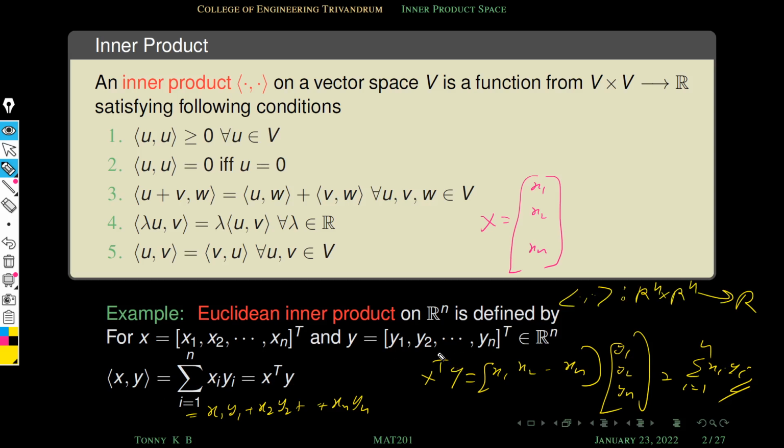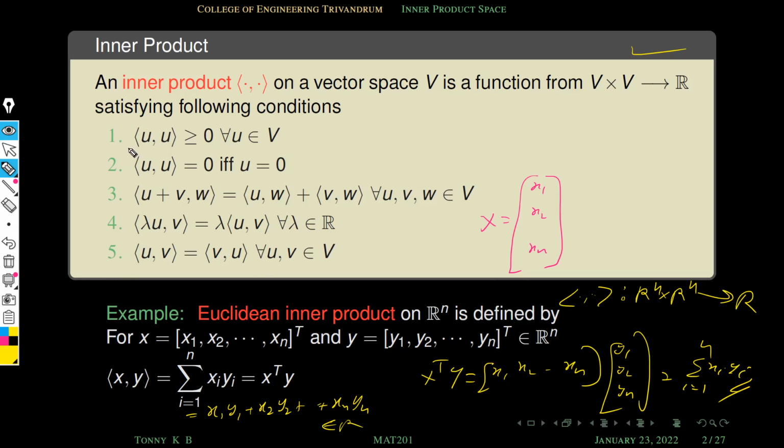Anyway, it is clear that this is a function from Rn cross Rn to R. Because x and y are members of Rn, and the image is a real number, because all the xi's and yi's are real numbers, so this sum is also a real number. So this function is a function from Rn cross Rn to R, and it satisfies the first condition. Next, we have to verify all the remaining 5 conditions for this function.